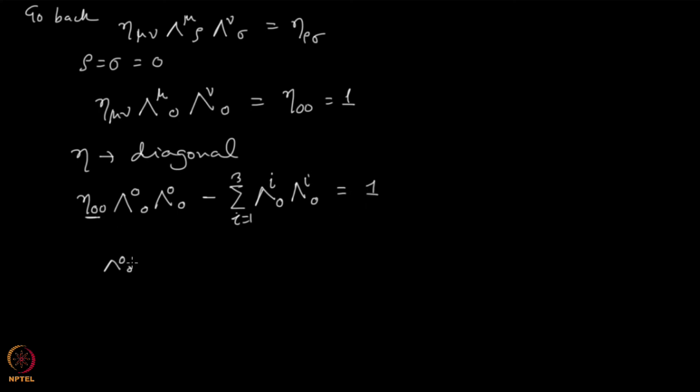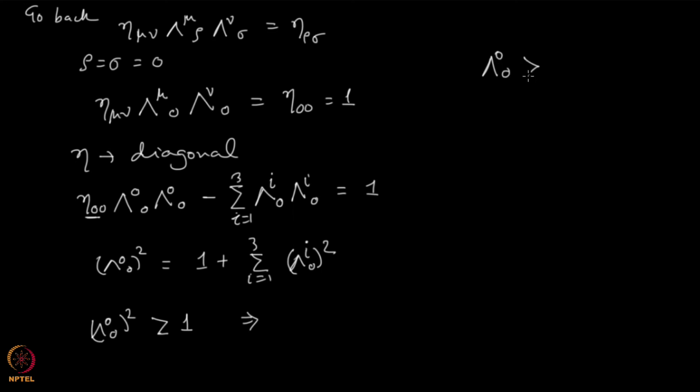So, I have lambda 0 0 squared is equal to 1 plus the summation of i equal to 1 to 3 of lambda i 0, whole squared. Okay. Now, this is a positive number because it is a square of real numbers. So, clearly we have lambda 0 0 squared is greater than or equal to 1, which means that lambda 0 0 is either greater than or equal to +1 or lambda 0 0 is less than or equal to -1, because if it is less than -1, then also the square will be more than 1. So, that is another constraint that we have found.